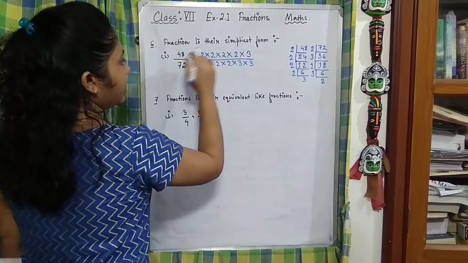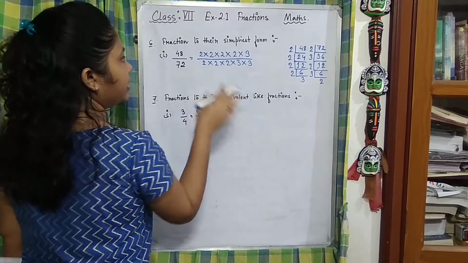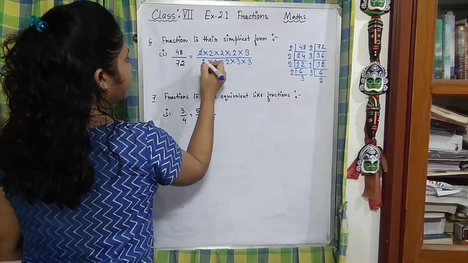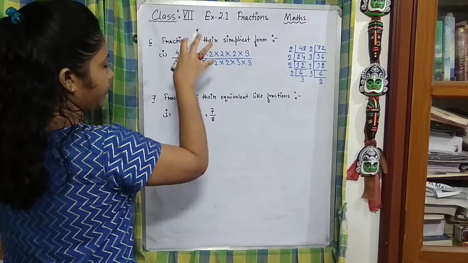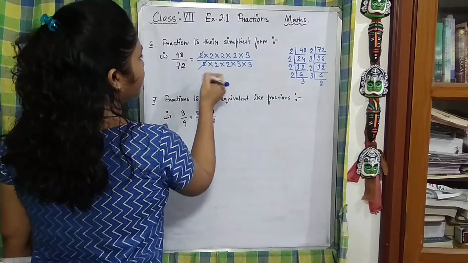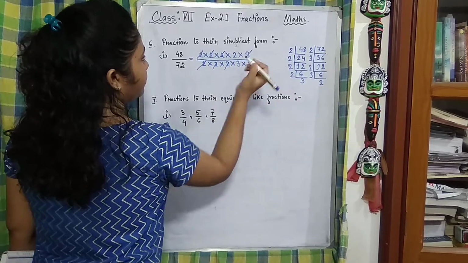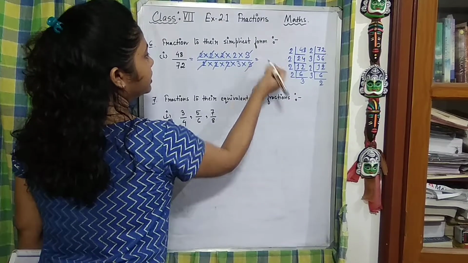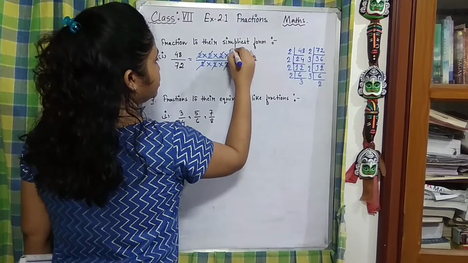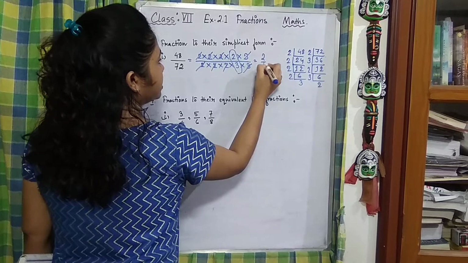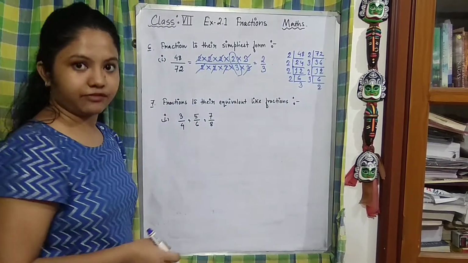Now as there is a division sign in between them, they can be cancelled out. The numerator and denominator that are similar will be cancelled out because they are in the form of multiplication. So 2 and 2 get cancelled out, and one 3 in both the numerator and denominator gets cancelled, and what is remaining? 2 by 3 is remaining. So 2 by 3 is the simplest form of 48 by 72.